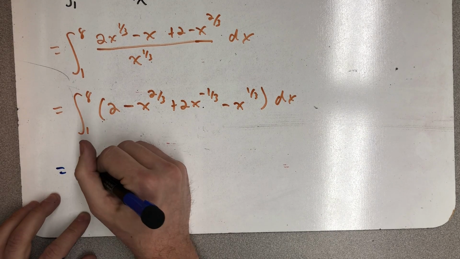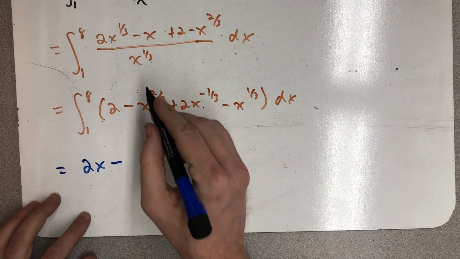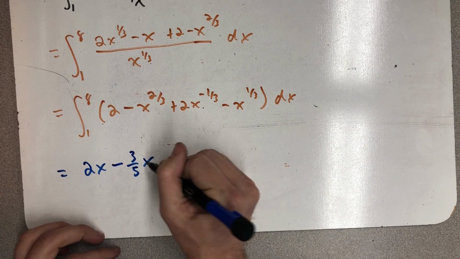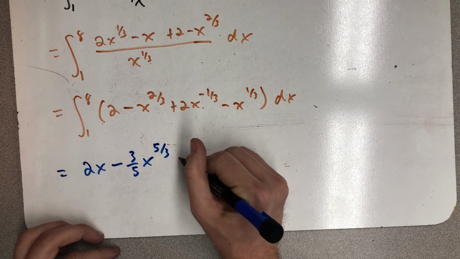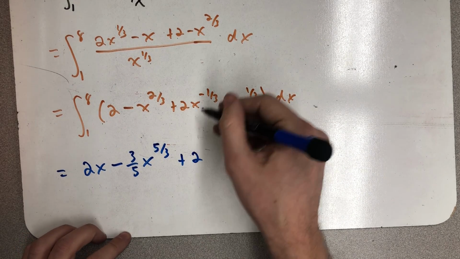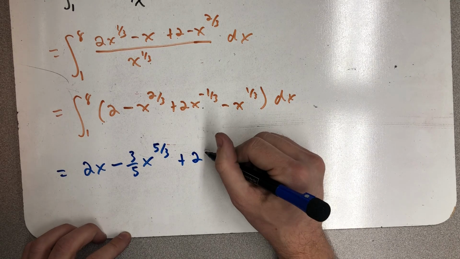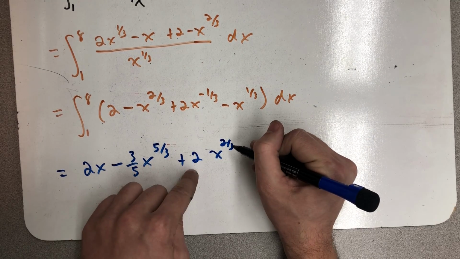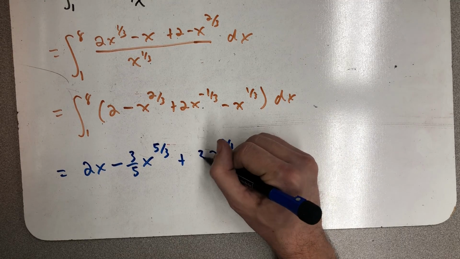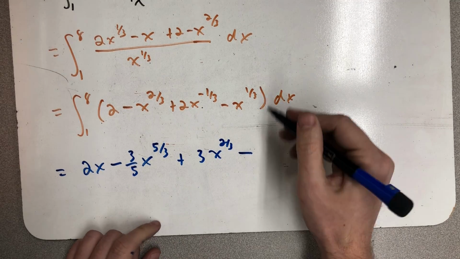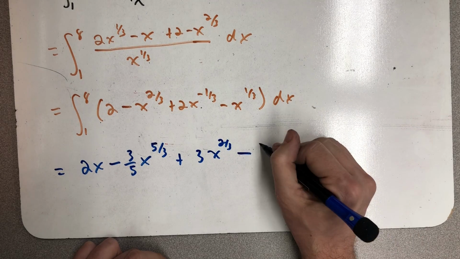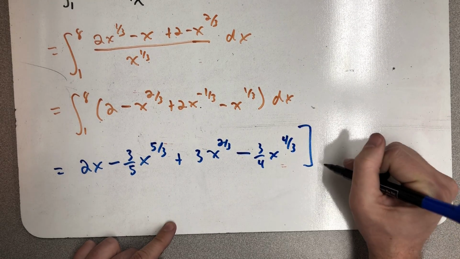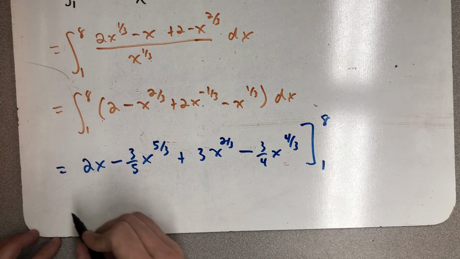So, 2x minus, I need to add 1 to 2/3, so I get 5/3. So that'd be a 3/5 out front, x to the 5/3. All right, and again, add 1 to that, and I'd get a 2/3. So I get a 2/3 here. Flipped upside down, it'd be 3/2 times 2, which is just 3. Add 1 to the exponent, I get 4/3. And I need to evaluate that from 1 to 8.